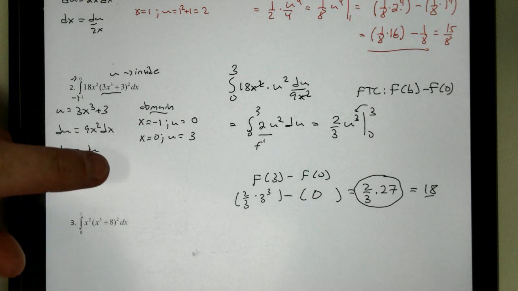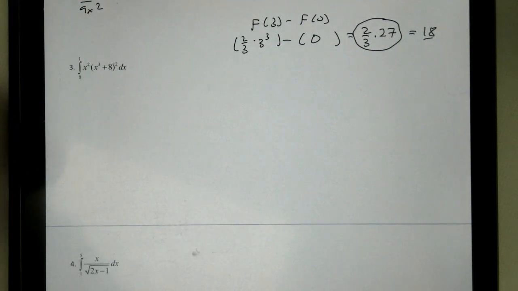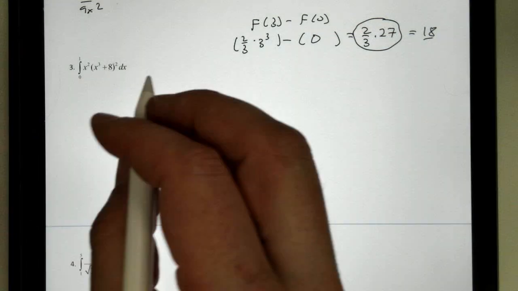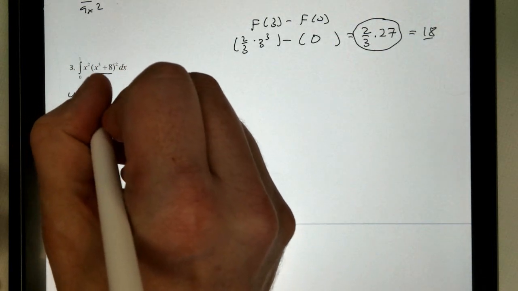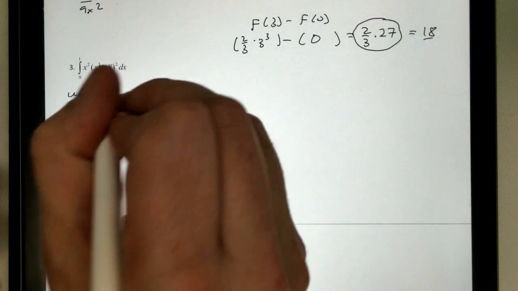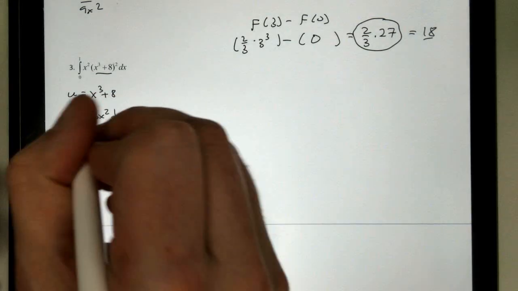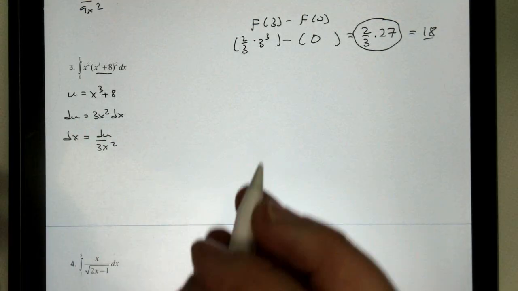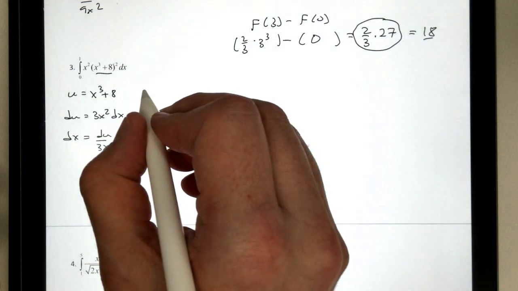So go ahead and pause the video if you need to, and try number 3 real fast, and we'll go over it in just a minute, okay? So for number 3, we're going to let u again be our inside, so we get u equals x cubed plus 8, our derivative 3x squared dx, giving us dx is du over 3x squared. Right, like that.